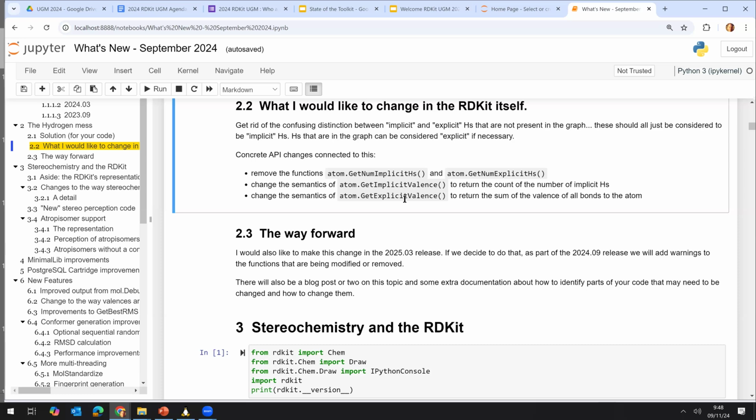I'm scared too. So we have to figure out exactly the right way to do it, but that's the basic idea. And this is a big one. It's one I've been talking about doing for a long time because this is really a source of confusion. It comes up regularly: what does get num implicit hydrogens mean? It's difficult to explain, difficult to understand and reason about. To have it make any sense at all, you need to understand the dumb decision that I made back 24 years ago.